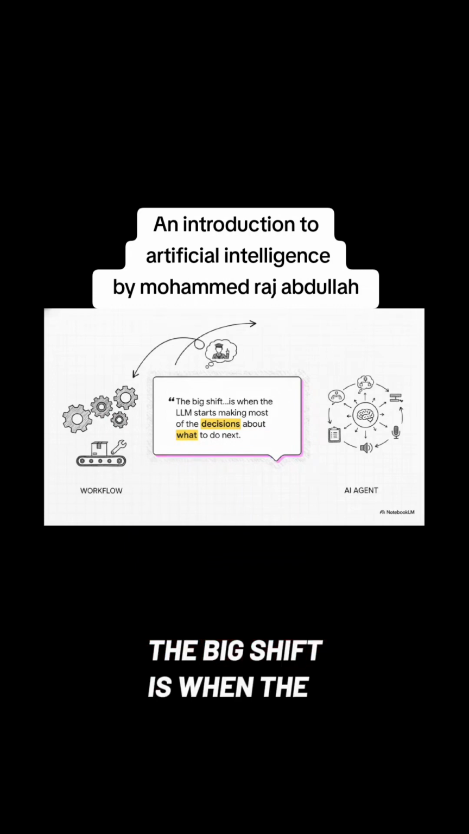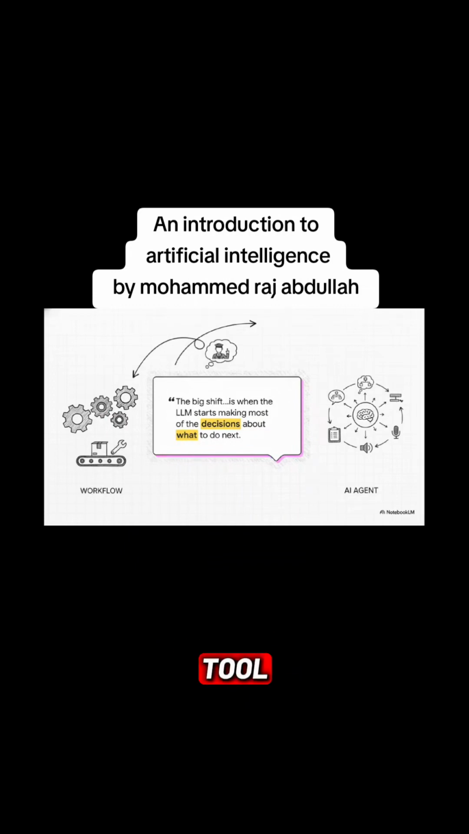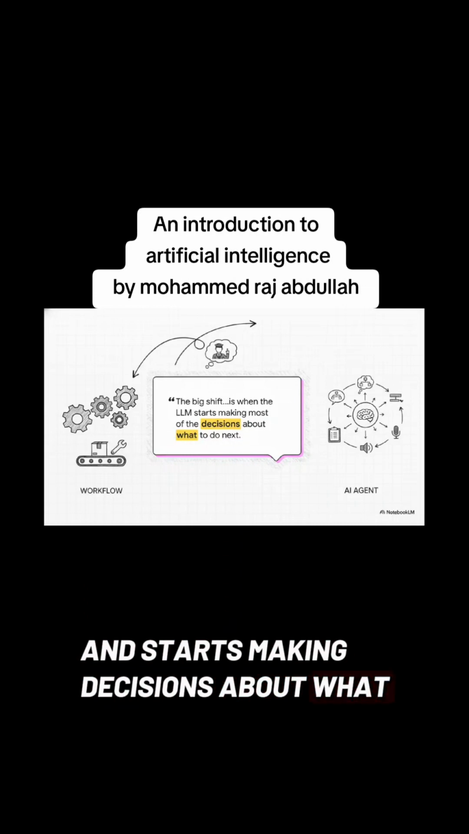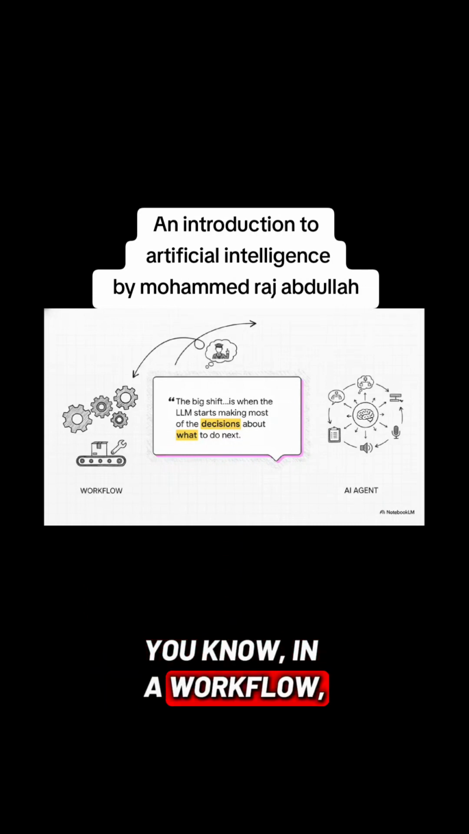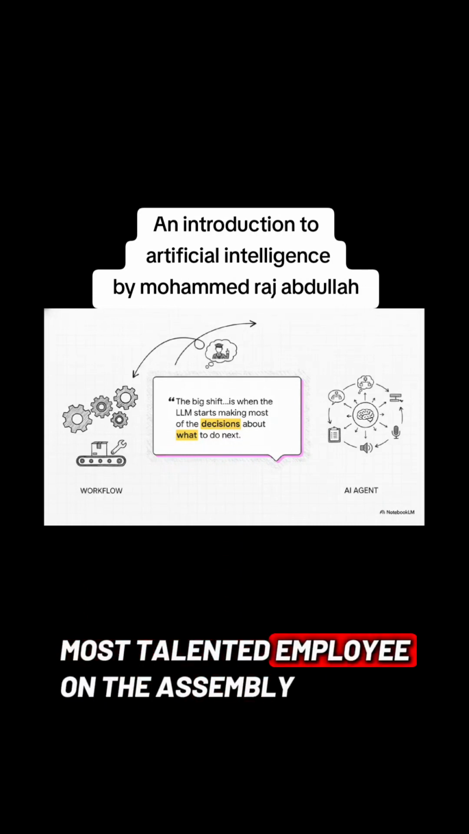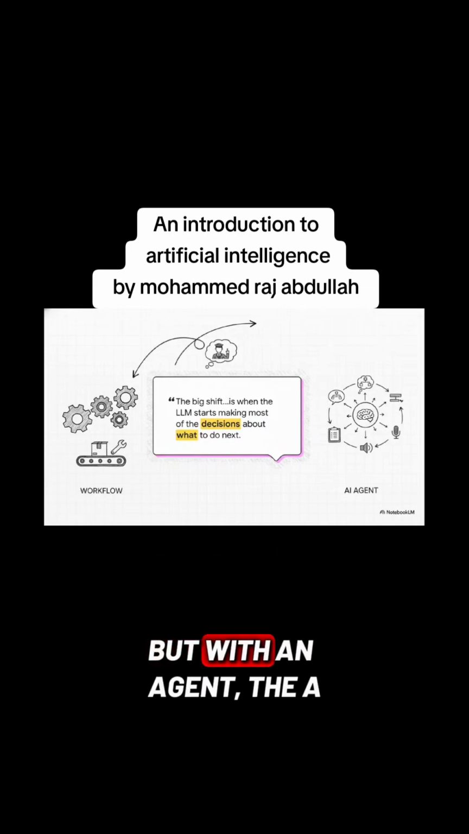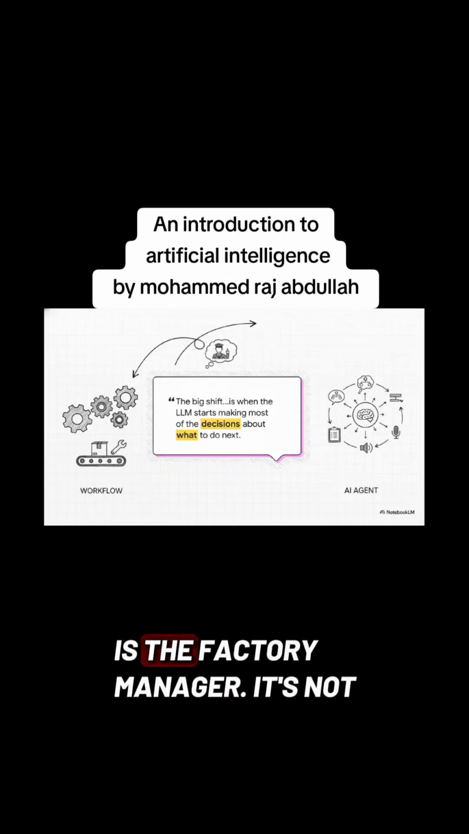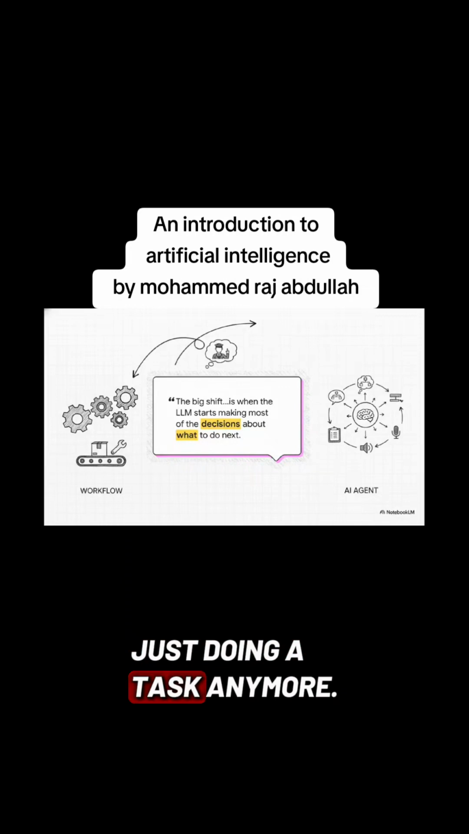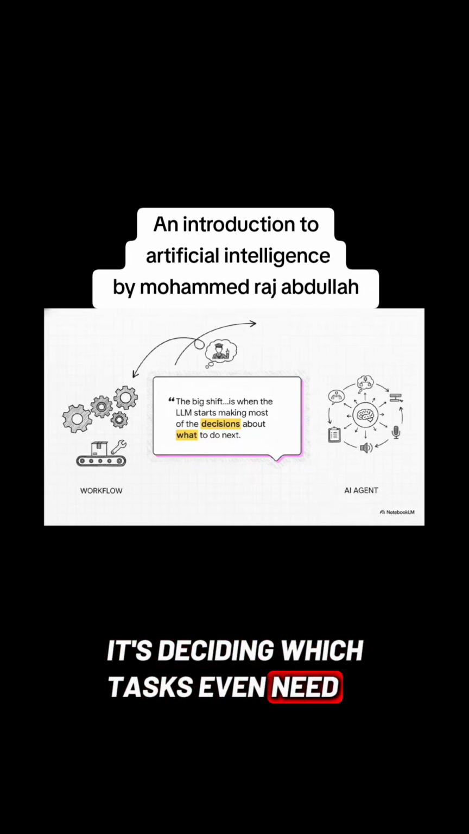The big shift is when the AI stops being just a tool and starts making decisions about what to do next. You know, in a workflow, the AI is like your most talented employee on the assembly line. But with an agent, the AI is the factory manager. It's not just doing a task anymore, it's deciding which tasks even need to be done.